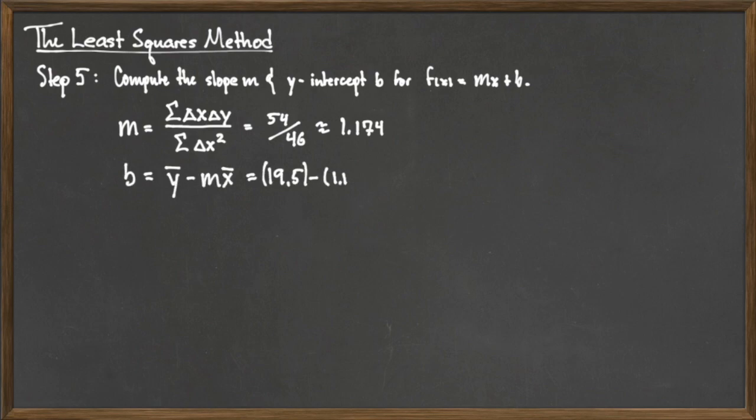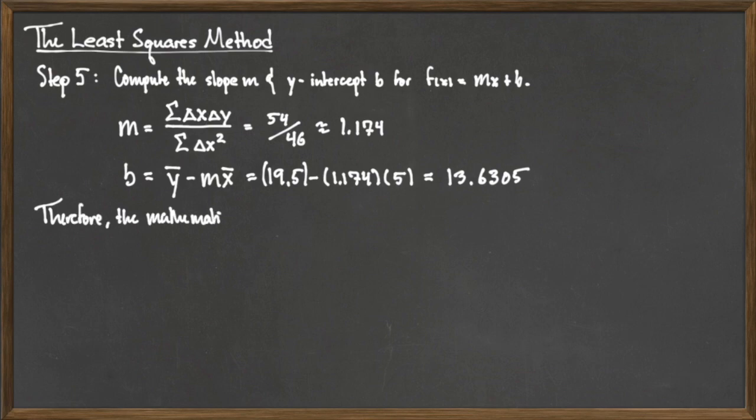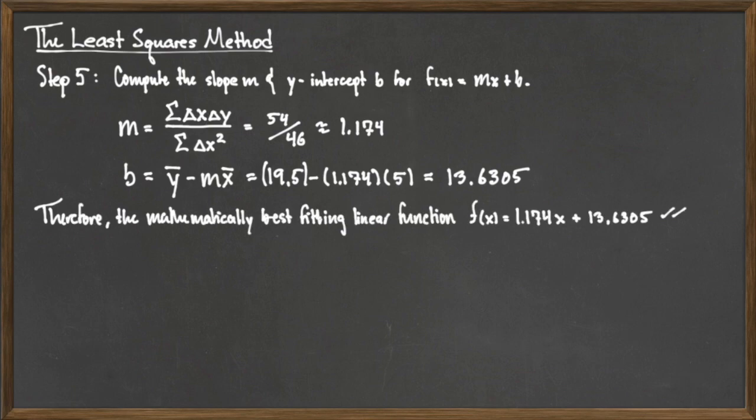Next is our b value. This is computed by the formula b equals y bar minus m times x bar. When we plug in all of the values that we found, we are going to end up with the value 13.6305. And like I said, this is the fifth and final step. We now have the information for our best fitting line. This is going to be given by the function f of x equals 1.174x plus 13.6305. Again, I do recommend you going to the notes to look at the example that has more data points.